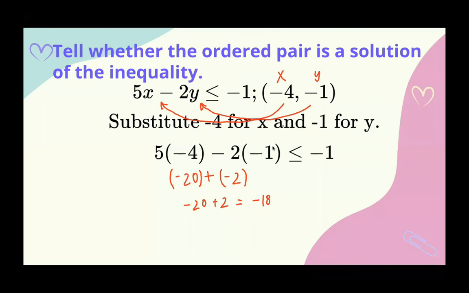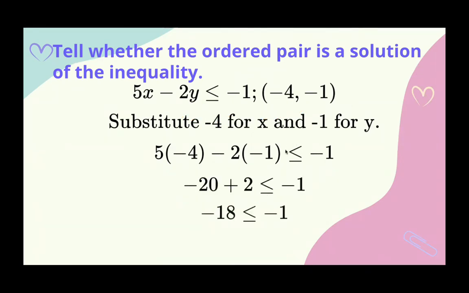So your final inequality would be -18 is less than or equal to -1. Now you can evaluate this. Is -18 less than or equal to -1? It is, so the ordered pair is a solution.